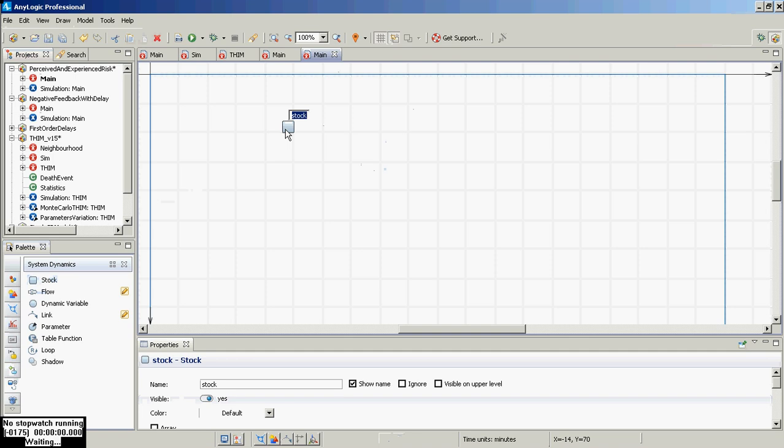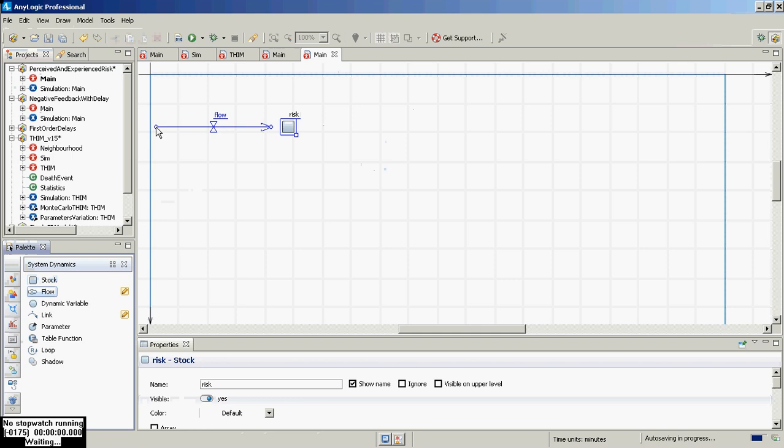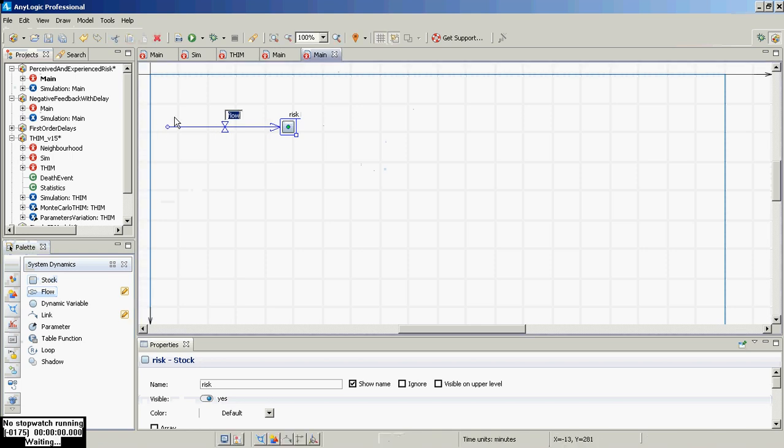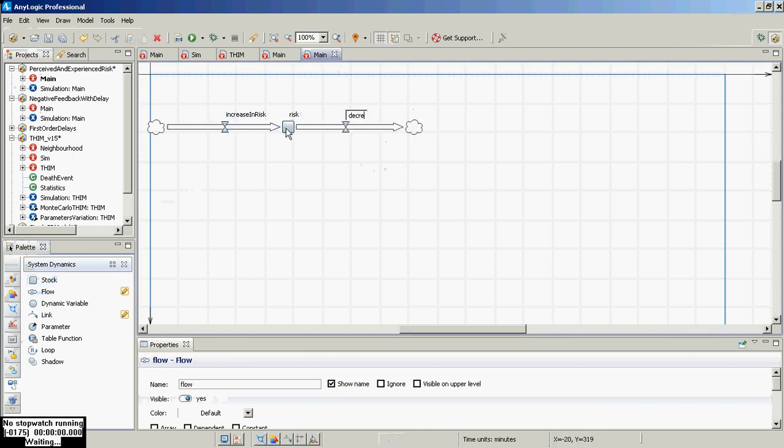Okay, so we might drag something on here, and one thing might be risk, and there might be an increase in risk, right? Increase in risk and decrease in risk, right? Just trying to think through the issues. This is one form that we might base a first order delay on, right? So decrease in risk or something like that.